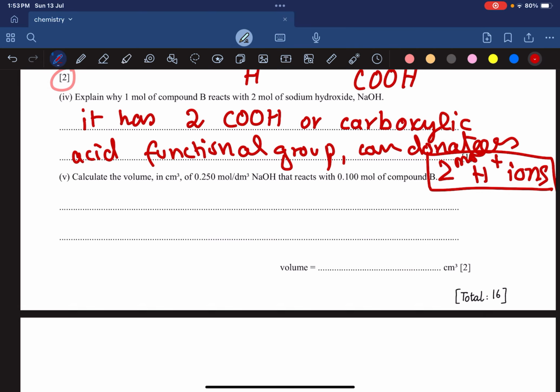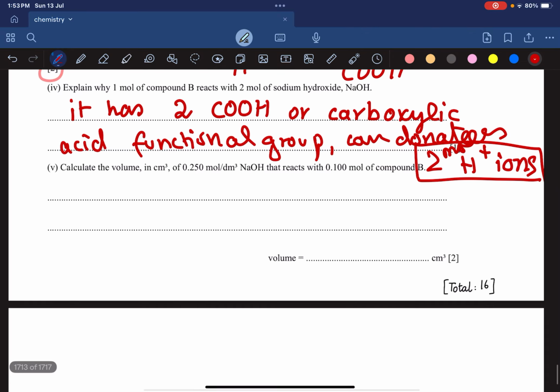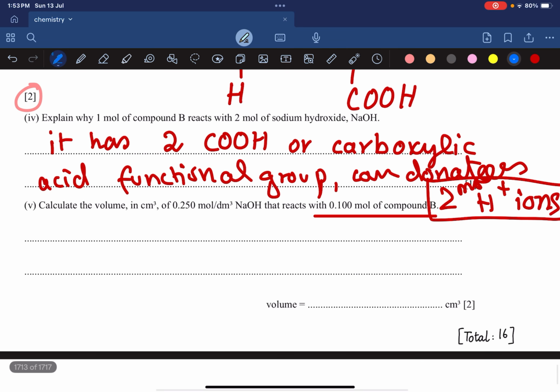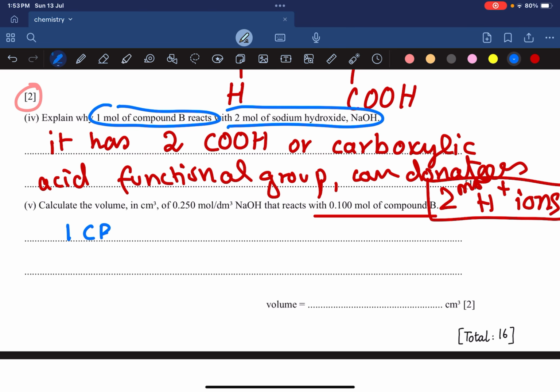Okay, so the next part says calculate the volume in cm³ of 0.250 mol per dm³ NaOH that reacts with 0.1 mole of compound B. Okay, that might seem tricky, challenging to some people, but it's simple. Look, we know that 1 mole of compound B reacts with 2 moles of sodium hydroxide. So 1 mole of my compound B will react with my 2 moles of my NaOH, and I don't know what product they are going to form. So I just make a space over here.